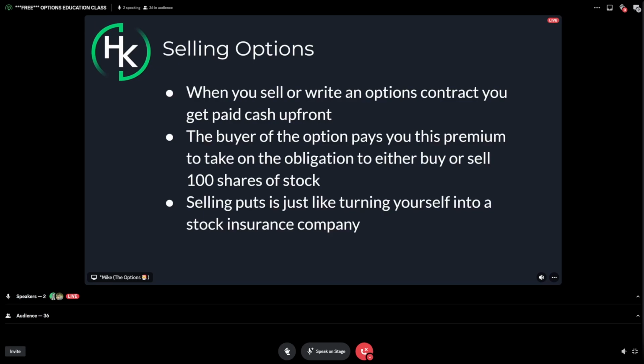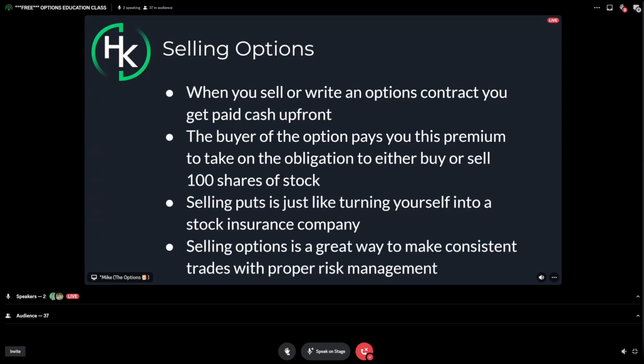So selling puts is just like turning yourself into a stock insurance company. And selling options is a great way to make consistent trades, given you're using proper risk management. And that risk management portion is key, because freak accidents will happen and you will definitely have to manage that. It just depends on when it happens and what positions you have on during that time.